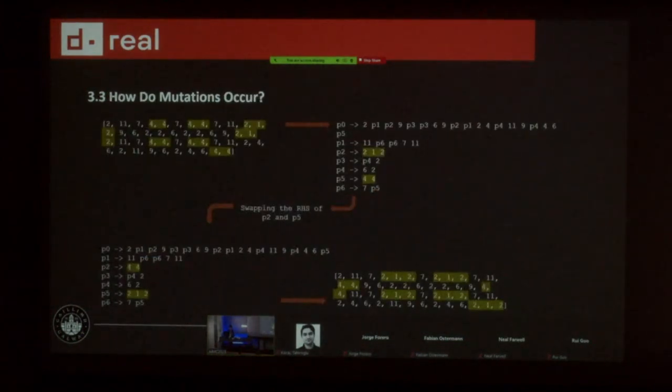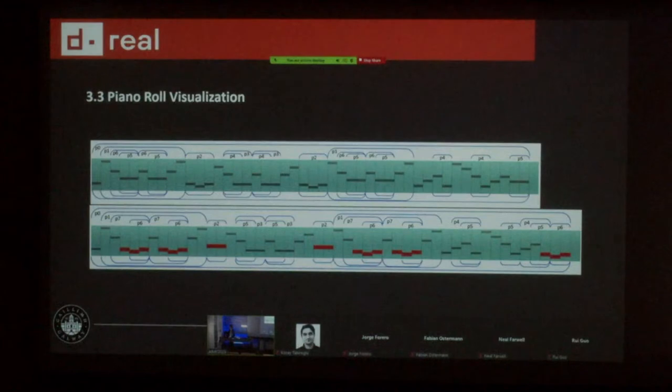Here is an example of how mutations occur. We have a list of pitch values, and we create a grammar based on that. We have seven rules. Now, randomly the code decided to swap the right-hand side of P2 and P5. Then after that we create a new grammar, and by expanding that, we see how the mutation happened in several points instead of just one point. And here is the visualization for the example. The red part shows how the tune has changed after just one mutation.